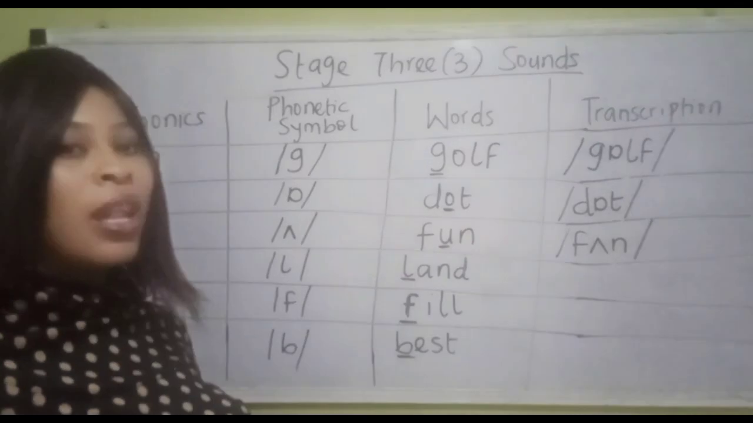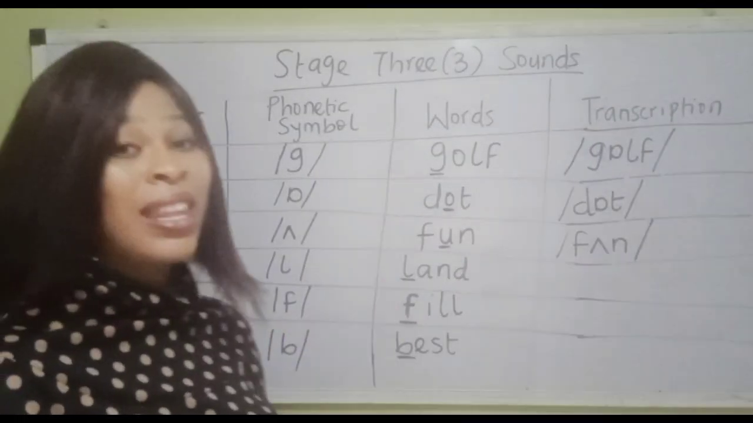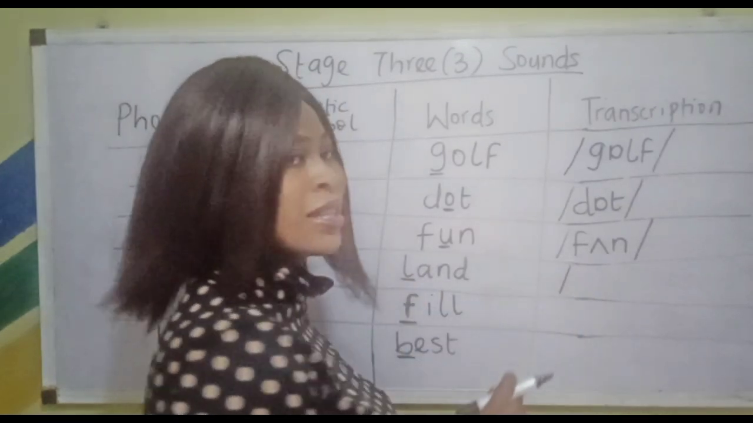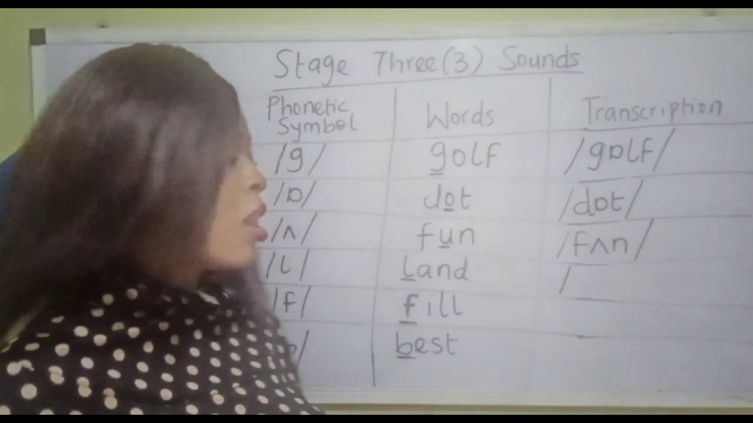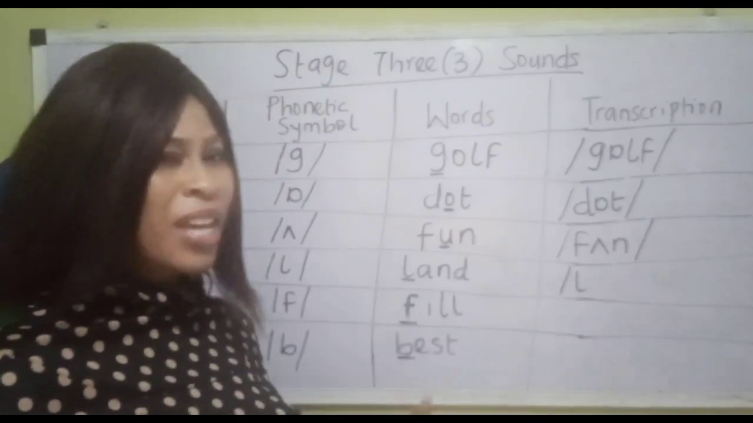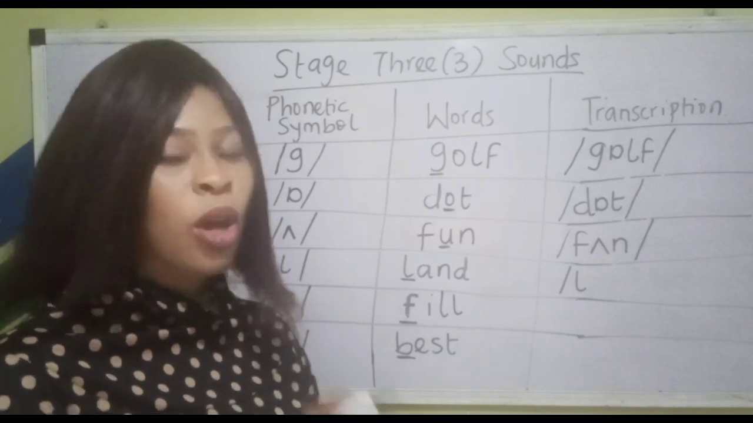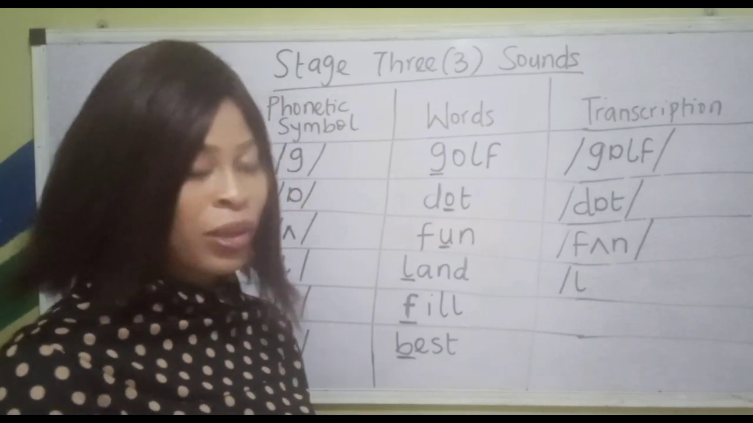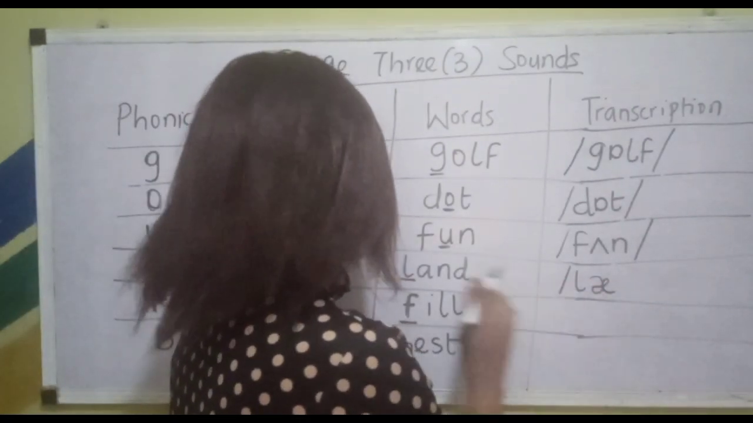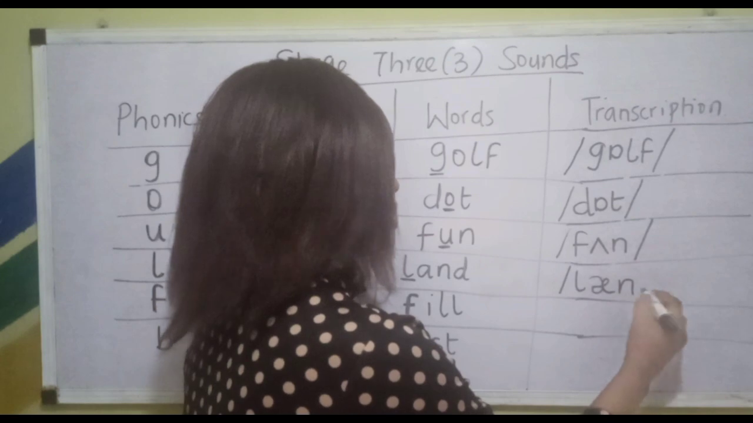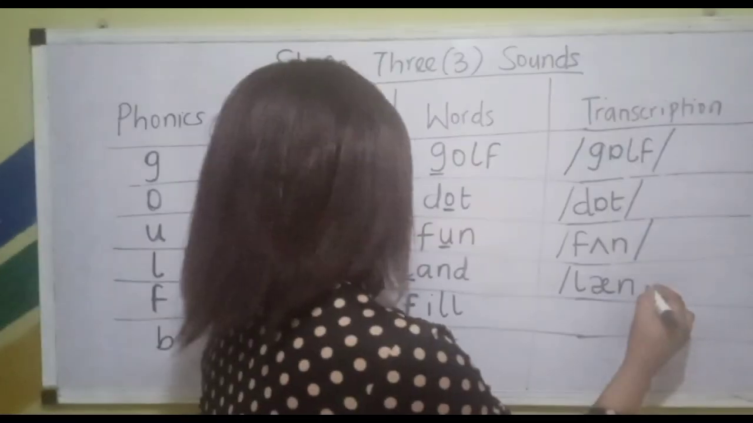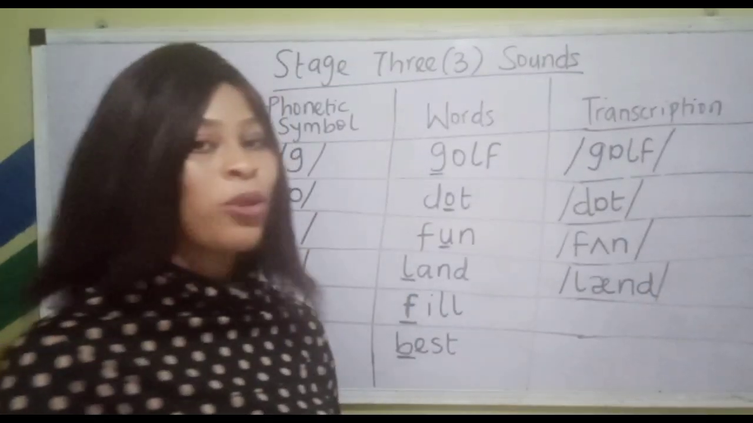Now let's move on to where we have land, land. Now open your transcription slash, you have the letter L, which is sounding as this sound. And then we have the R sound. We've looked at that in several videos that I have. Now the R sound is written like this, and then we have D. Now you close your transcription slash.